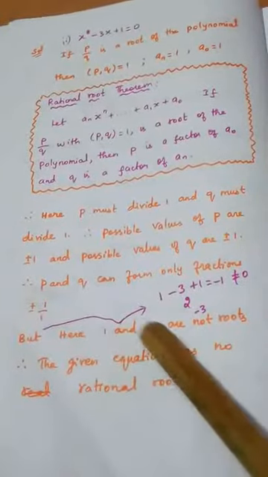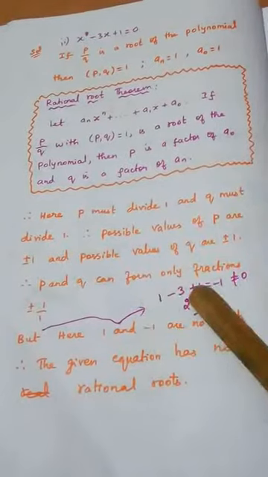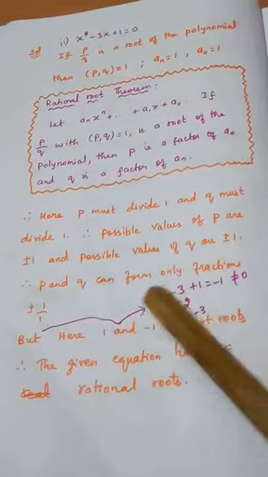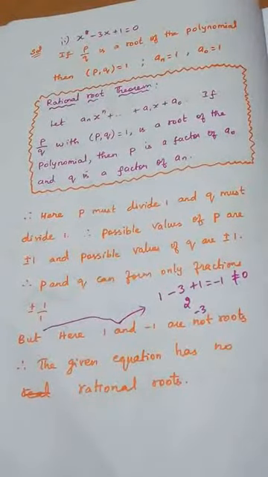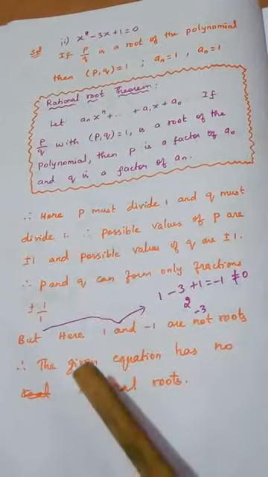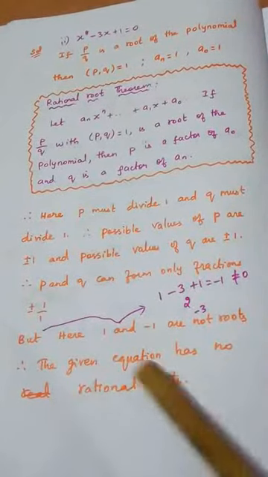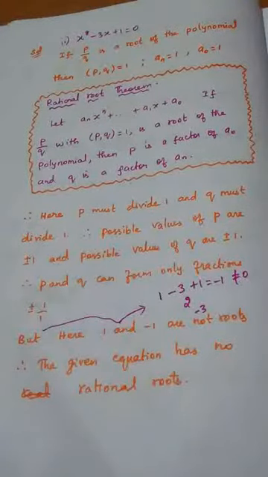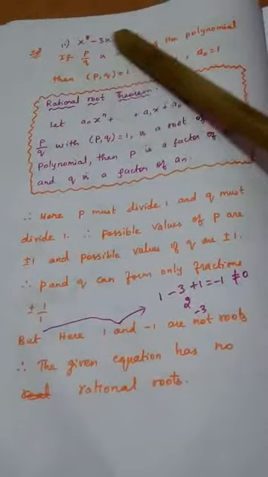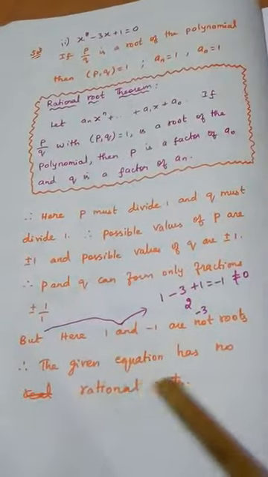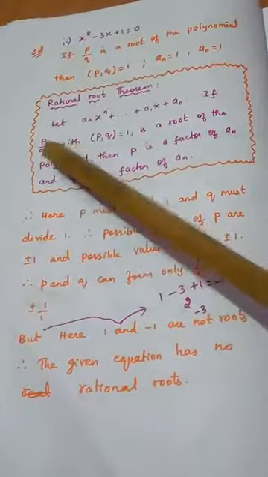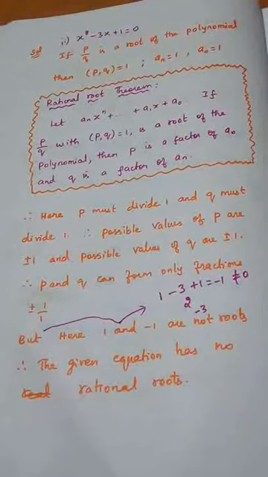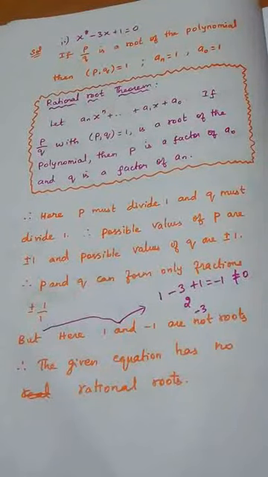But 1 and minus 1 cannot be answers because the sum of coefficients is not equal to 0. The odd and even coefficients are not equal. Therefore 1 and minus 1 cannot be the roots of this equation. Hence the given equation has no rational roots. This equation will have 8 solutions, but no rational roots will be there. What is the meaning of rational roots? An answer in p by q format will not be there for this equation. That is the meaning. Okay, we will see the next problem in the next video.